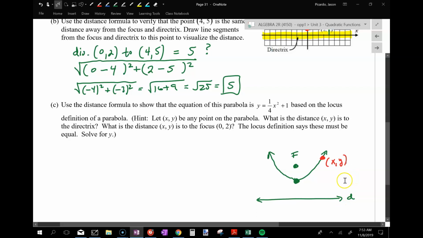All right, so guys, let me show you something that you know is true. Can you easily find that distance?